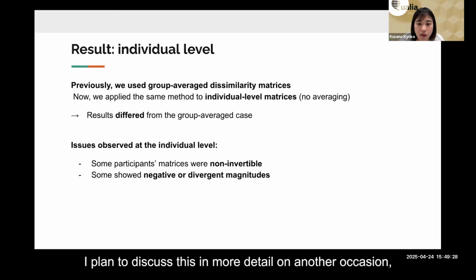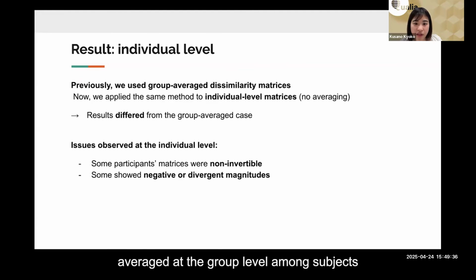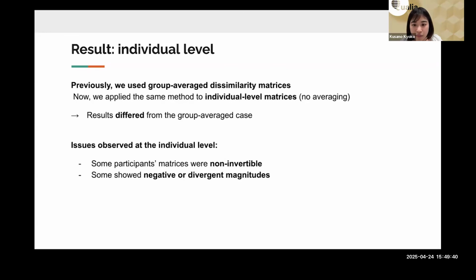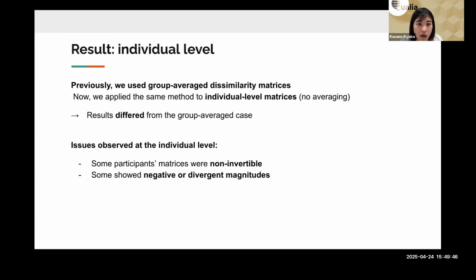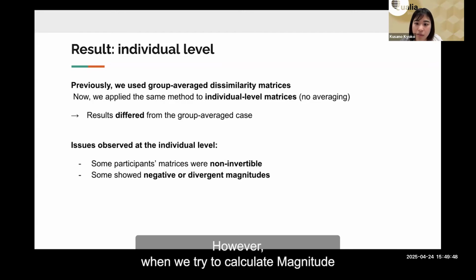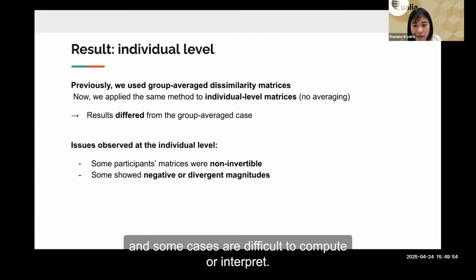Okay, so I also plan to discuss this in more detail on another occasion. In general, I feel dissimilarity matrices averaged at the group level among subjects do not cause significant problems when calculating magnitude. However, when we try to calculate magnitude for individual participants, we get quite different results, and some cases are difficult to compute or interpret.